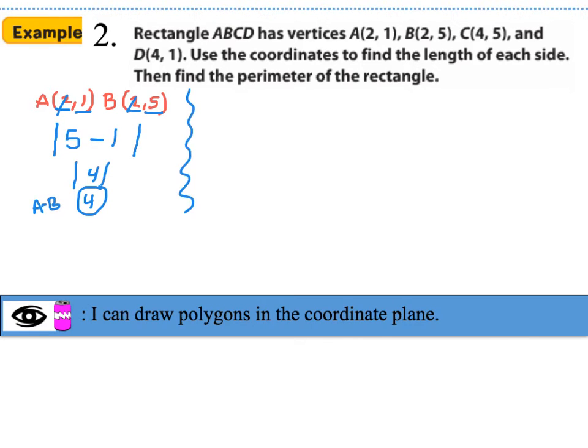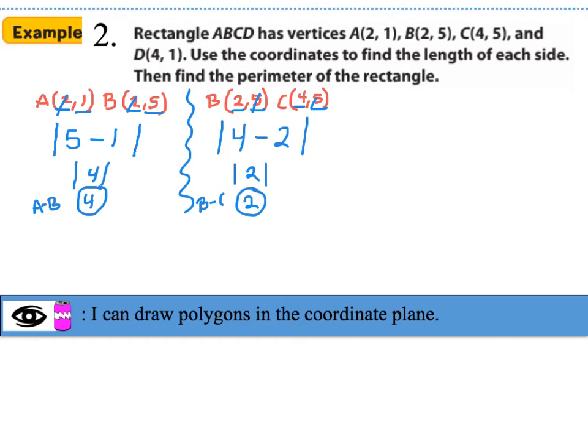Let's try another one. So now let's find the distance from point B to point C. So I'm going to look at my coordinates. Notice that the y coordinates are both 5. So I'm going to ignore the y coordinates for now and figure out the distance between the x coordinates. So I'm going to take the absolute value, and I'm going to find the difference between the 4, which is this, and the 2, which is the other x coordinate. So 4 minus 2 is 2, so the absolute value of 2 is just 2. So the distance from B to C is just worth 2.